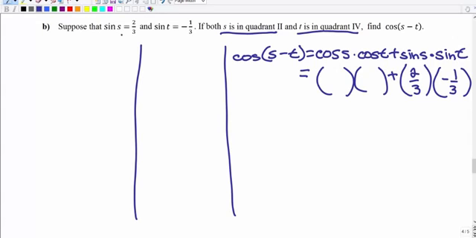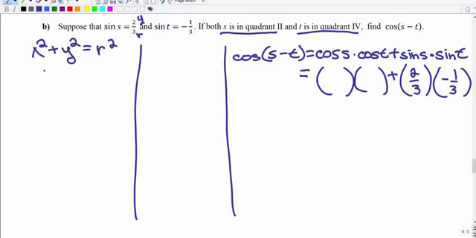Alright, so the sine of S, we have positive 2/3, which makes sense. Angle S is in quadrant 2, so it makes sense that we have a positive sine value for that quadrant 2 angle S. We know that sine is defined as y over r. So in order to find the cosine value of angle S, we need to know the x value. So we're going to use the Pythagorean identity, our Pythagorean theorem, in order to solve.